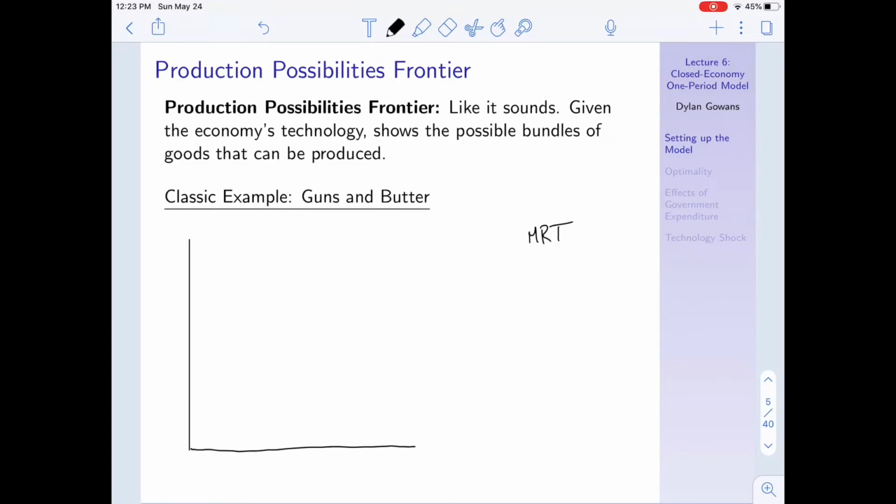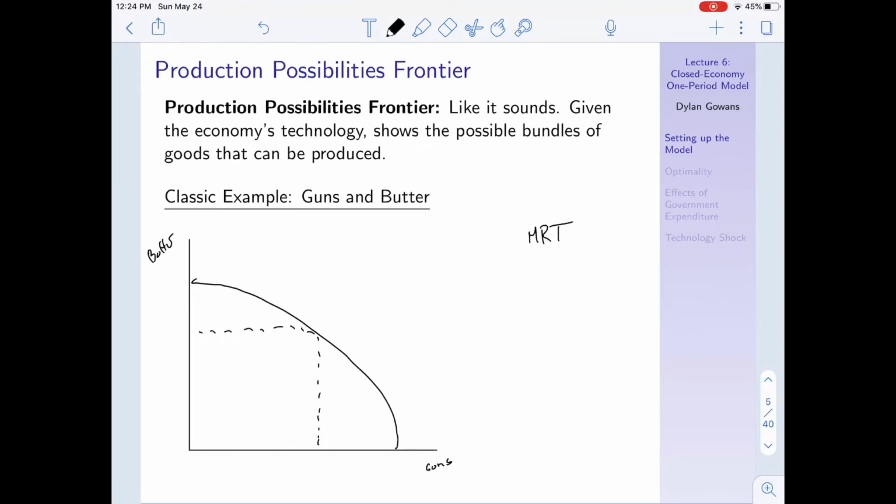So this is after World War II, during the Cold War. And so I imagine because it was the Cold War, the two goods that he focused on were guns and butter. And so what this production possibilities frontier says is, for a given number of guns that I can produce, how much butter can I also produce? So for example, if I choose to produce this many guns, that means that I can produce this much butter.